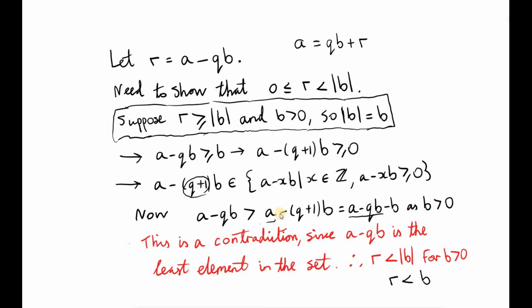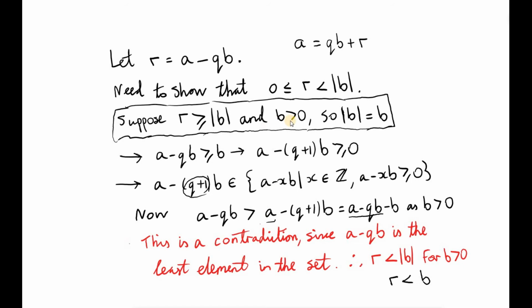However, we can show that this new element of the set that we've gotten is actually less than a minus qb, and a minus qb is supposed to be the least element in the set for our given integers a and b. To see that, if we just expand this out, a minus (q plus 1) times b is just a minus qb minus b. So we're taking a minus qb, which is the least element in our set for the given a and b, and we're subtracting something positive from it. So we end up getting a number that's smaller. It belongs to the set because it's non-negative, it's greater than or equal to 0, but it's smaller than our least element, so that's our contradiction.